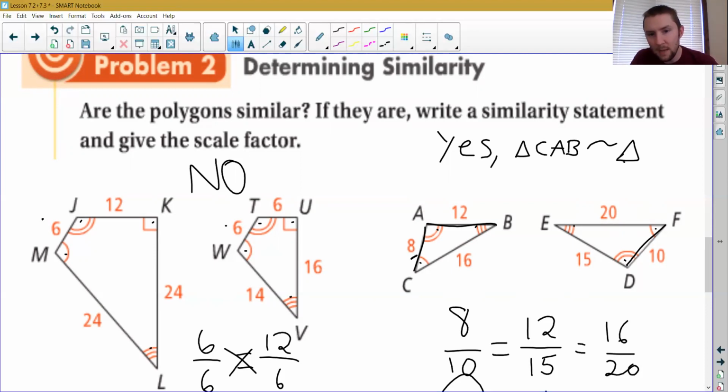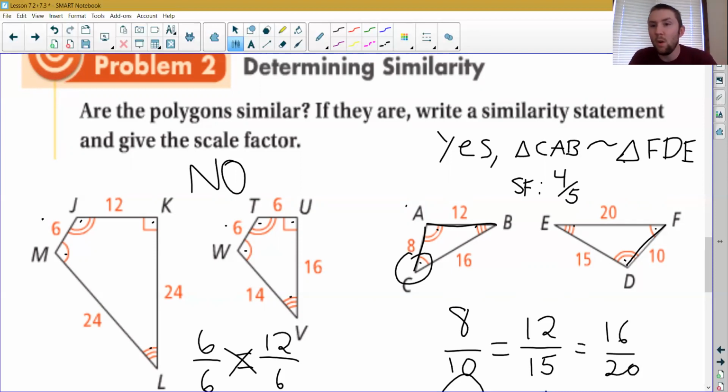What angle is the same as angle C over in this shape? Well, F is the same, so I'll start with F. Which is the same as A? Well, the same as A in this case would be D, and then what's left is E. Okay, so this is my similarity statement. Triangle CAB is similar to, there's my squiggle symbol, triangle FDE. And the scale factor, I'm just going to write SF, scale factor 4/5. 4 to 5 is my ratio.